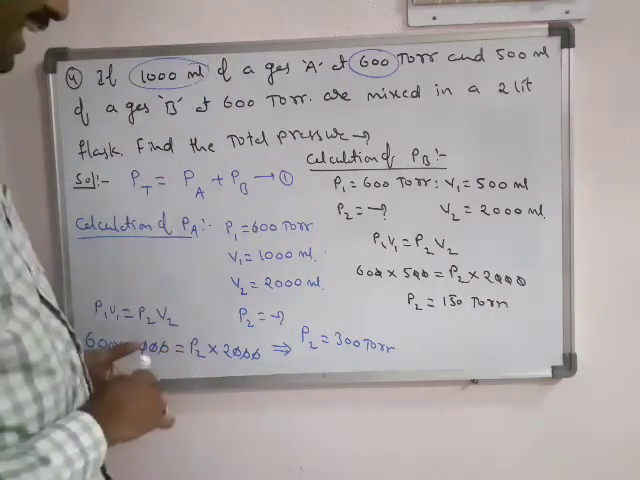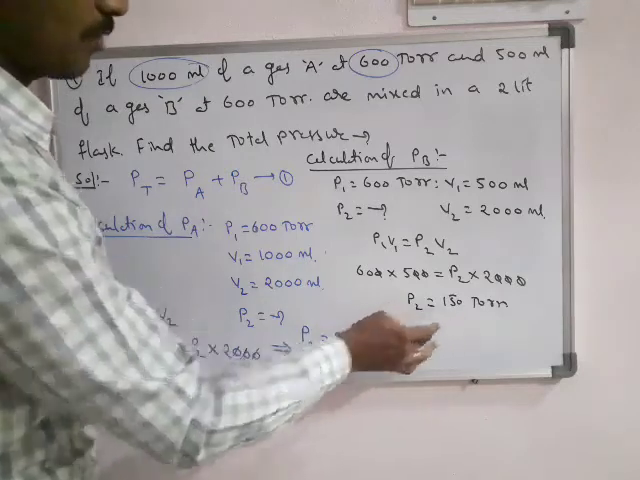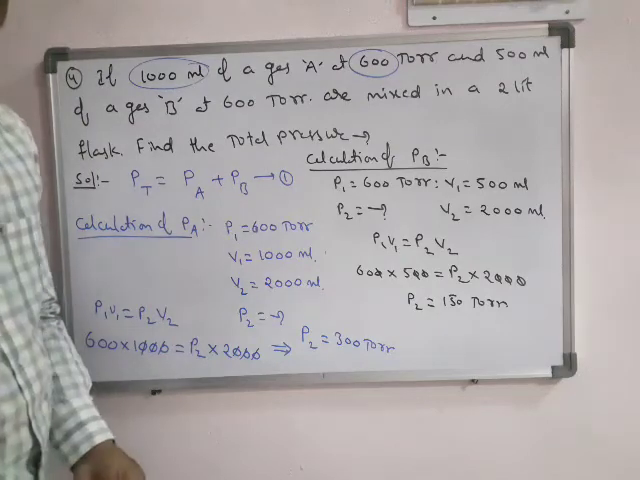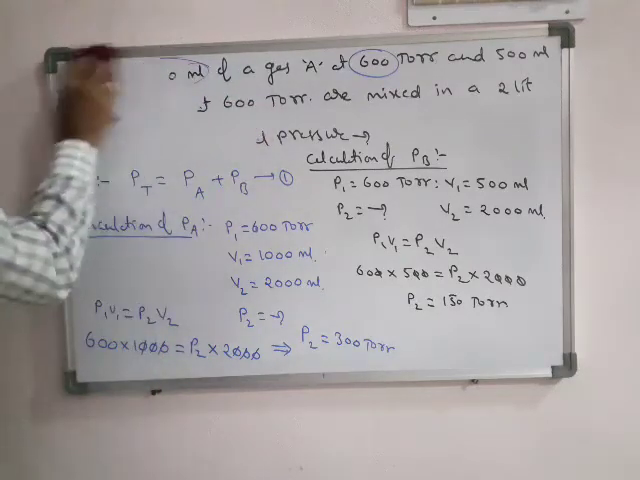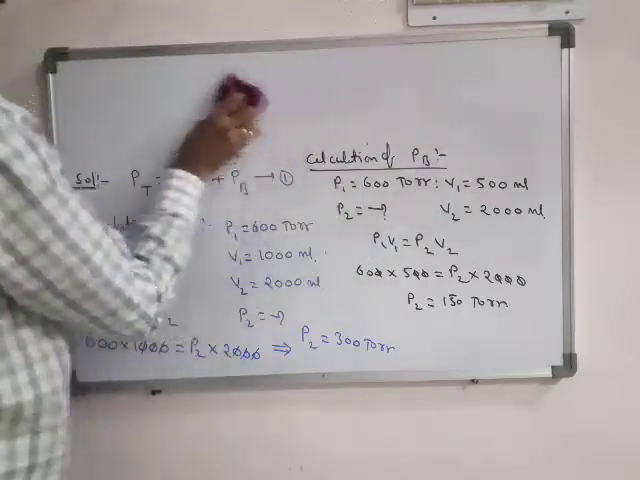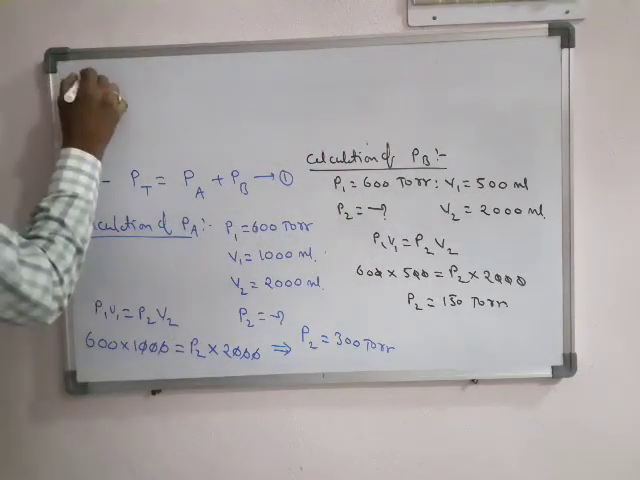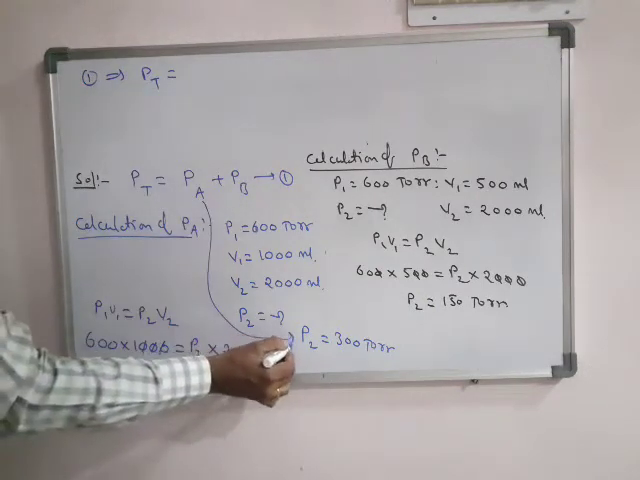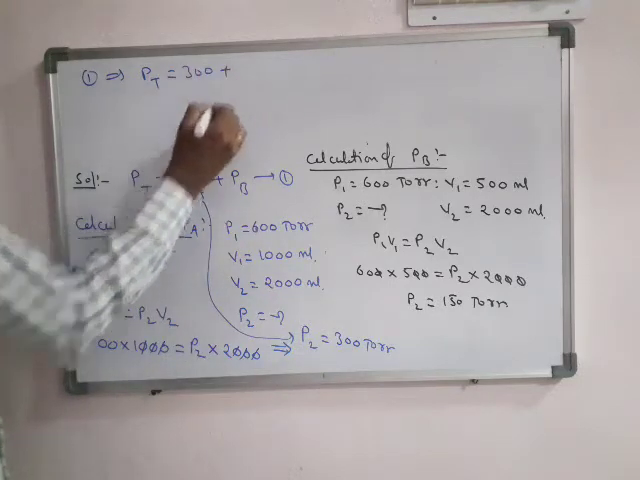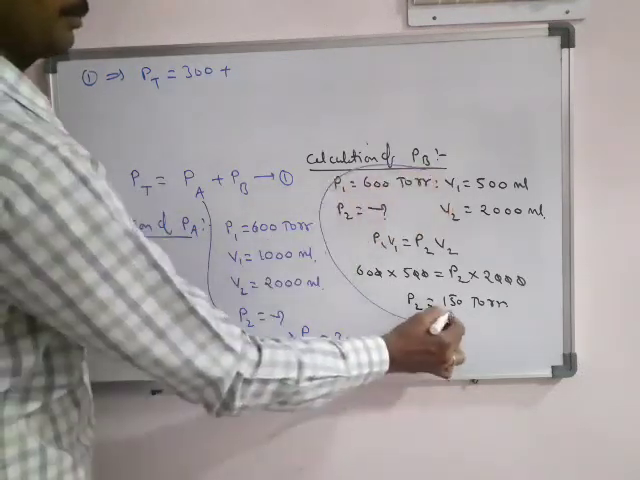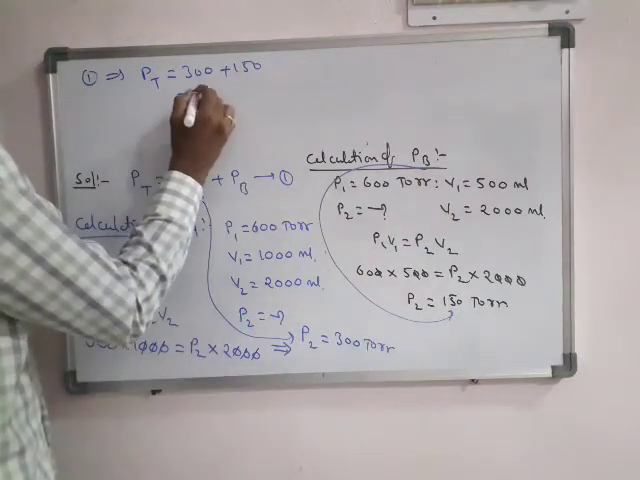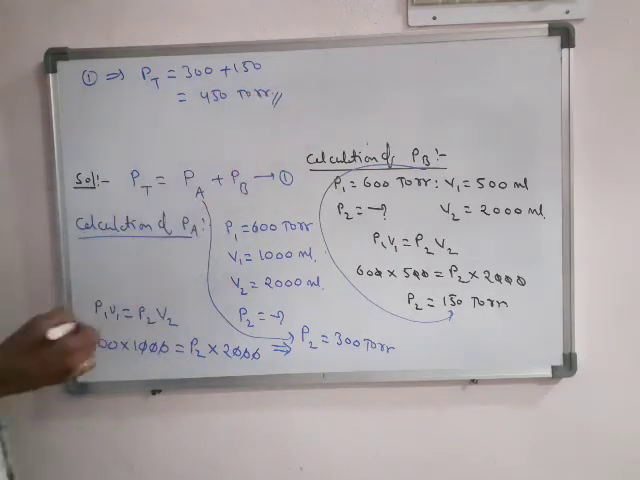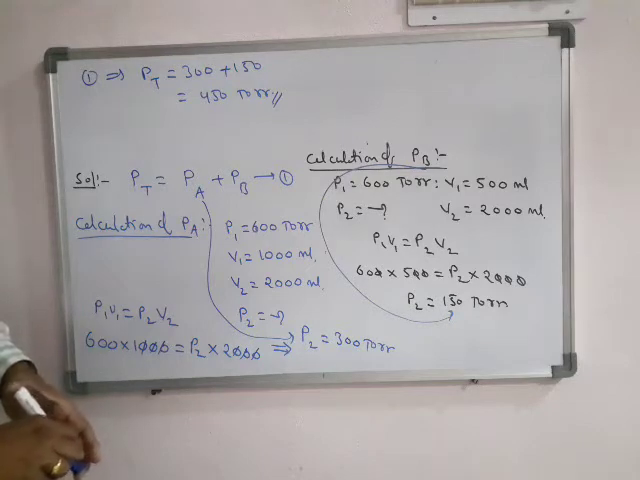Means the pressure of A is 300, the pressure of B is 150. So finally, substitute in equation 1. P total equals pressure of A, that is 300, plus pressure of B, 150. That is 450 torr. So this is the final pressure.